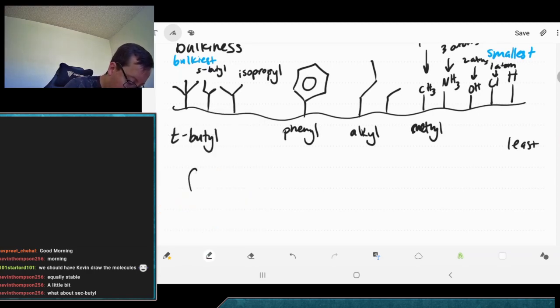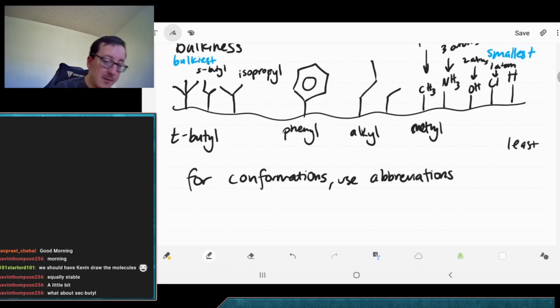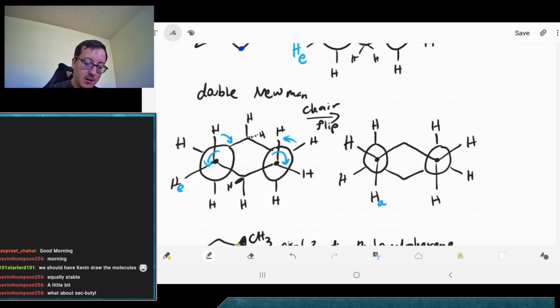So when we're looking at conformations, either those rotational ones like the Newman projections we did last time, or these chair cyclohexanes, we use abbreviations for your substituents. Because oftentimes when you're drawing a Newman projection or a double Newman projection, things get very messy if you actually start drawing in substituents. So what we often do is just use abbreviations.